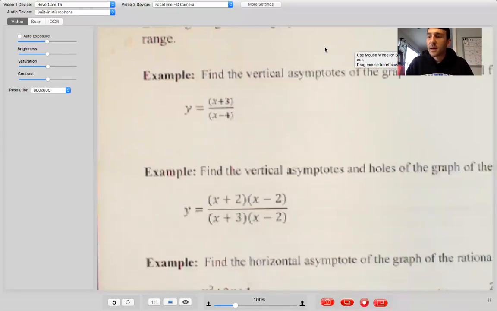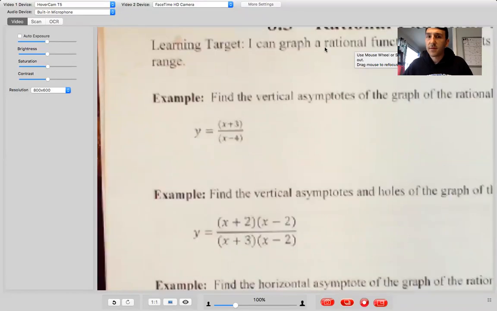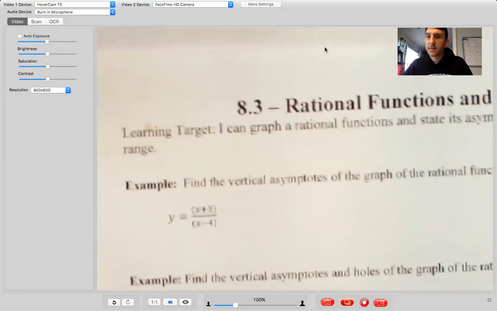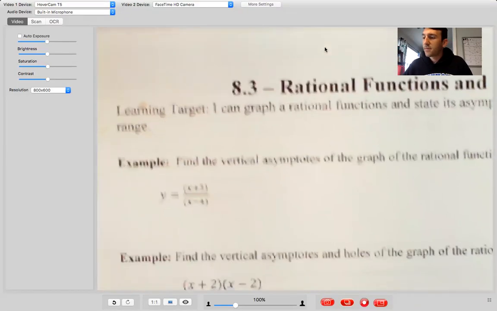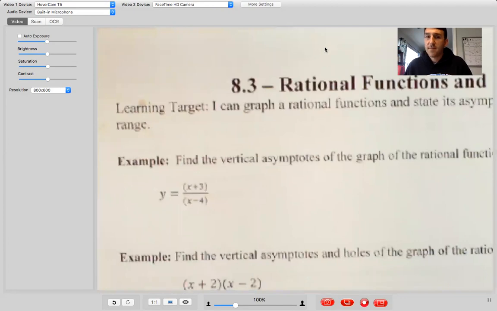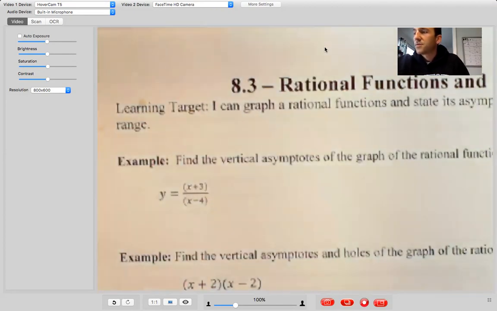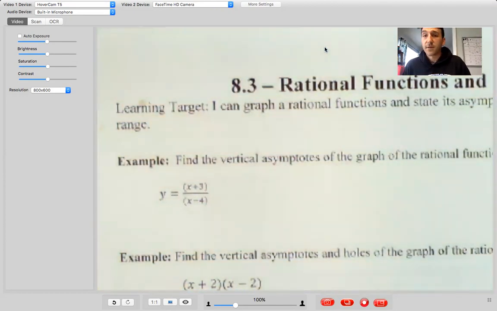I'm going to go ahead and get right to the 8-3 notes for Algebra 2. This is about rational functions and how to graph them. Anyways, I'm just going to fly right through it, and you can pause and rewind and rewatch as needed. Some of you may find the notes are enough, and if so, you don't have to watch these videos. These are just here in case you need them, okay?